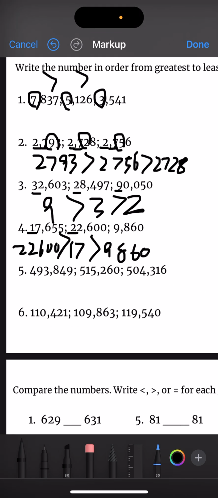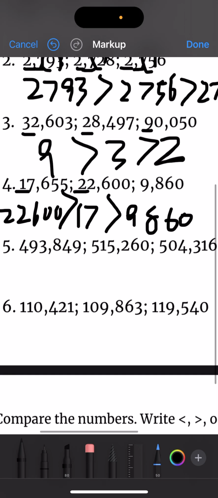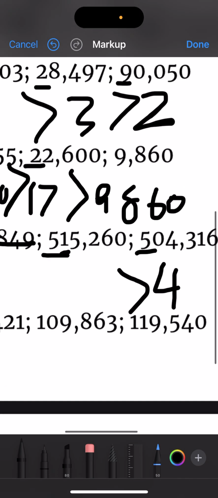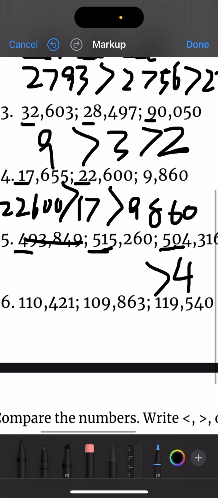Okay, number 5. Let's just make sure everything is the same digits. We can see that all three numbers have the same number of digits. So let's compare 4, 5, and 5. We already know that the 4 is the least, so let's cross that one out. And we have 1 and we have 0. We know that 1 is greater.